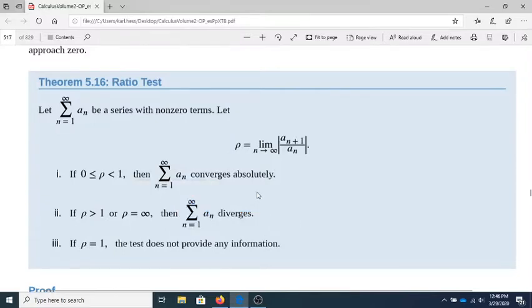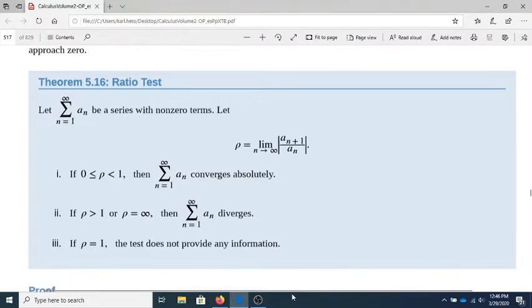And in fact, while we're not going to go through the proof of the ratio test, the proof actually uses geometric series. Okay, so you could almost call this the geometric series test, because we're testing the series to see if it behaves like a geometric series.